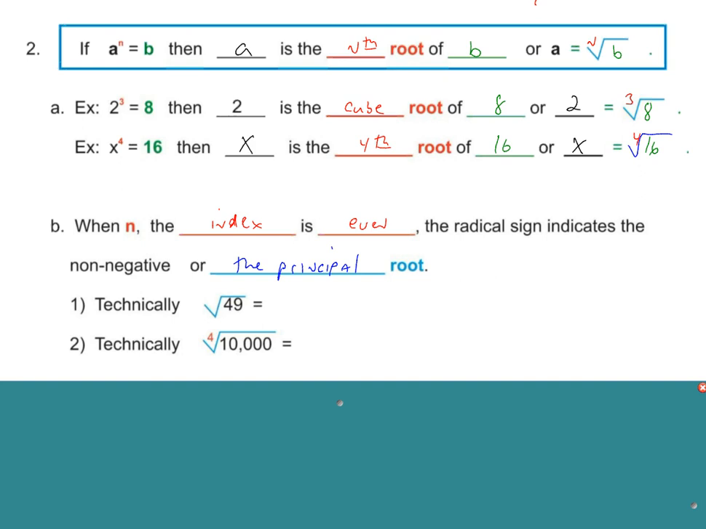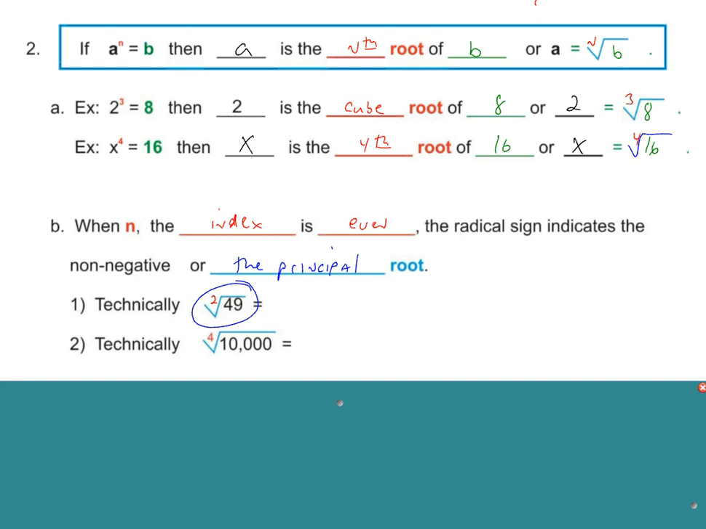Okay, so here's what I mean. If you've got the square root of 49, remember, square root, the index is 2. Therefore, a square root is what number times itself 2 times equals the radicand of 49. So that's what the square root of 49 means. What number times itself 2 times? Remember, the index is 2, but it's not shown. What number times itself 2 times equals 49?